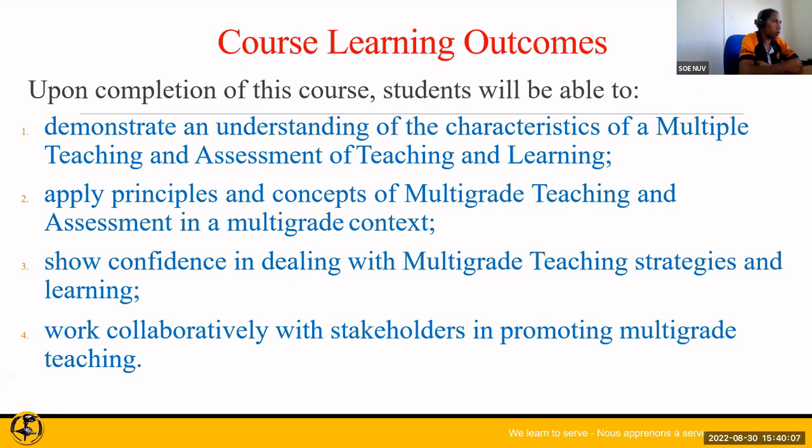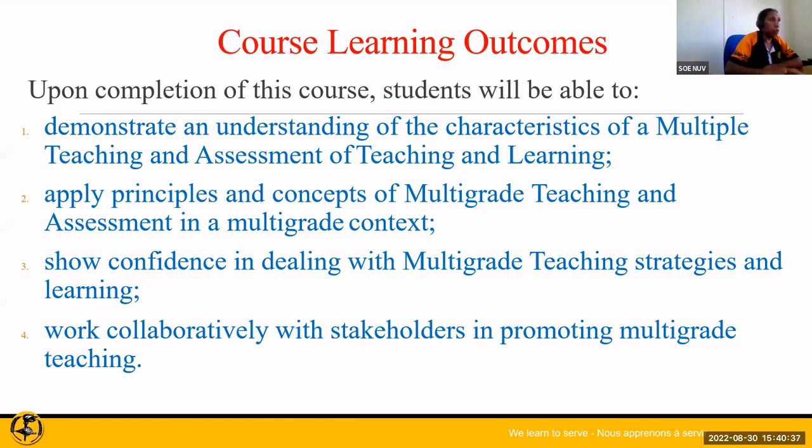Course learning outcomes: by the end of doing this course, you as a learner should be able to, 1, demonstrate an understanding of the characteristics of multigrade teaching and assessment of teaching and learning. Number 2, apply principles and concepts of multigrade teaching and assessment in a multigrade context. Number 3, show confidence in dealing with multigrade teaching strategies and learning. And number 4, work collaboratively with stakeholders in promoting multigrade teaching.